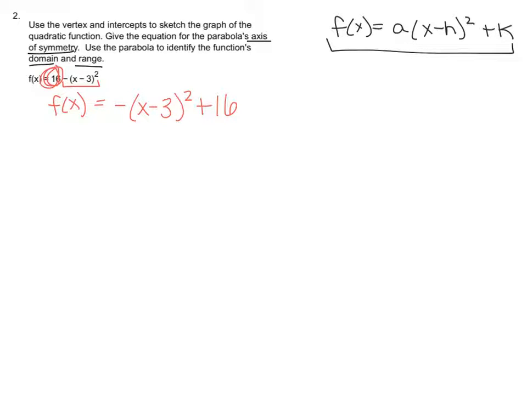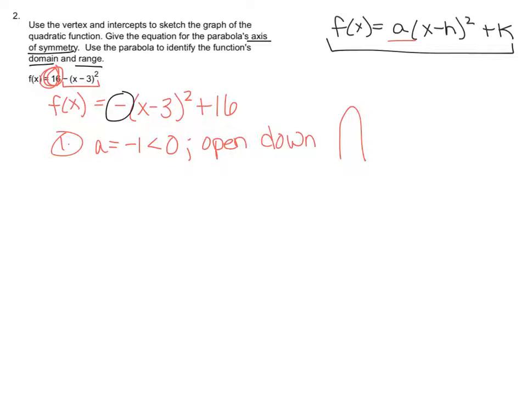Now that my function is in standard form, I'm first going to identify whether the parabola opens up or down. To do that, you're going to identify the value for a. Now, a is the number in front of the parentheses. So we have a negative. Since there's not a number next to the negative sign, we know that that's a -1. Since -1 is less than 0, my parabola is going to open down. So we're going to have a U shape that opens down.